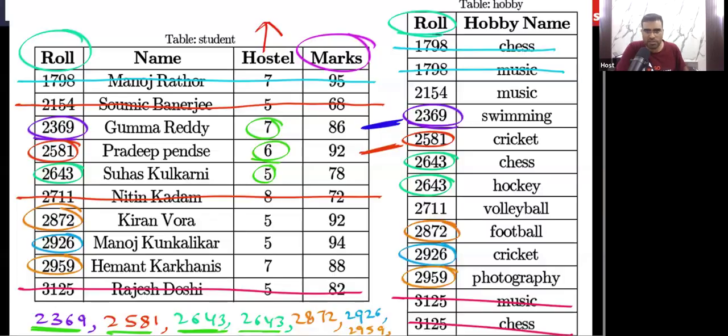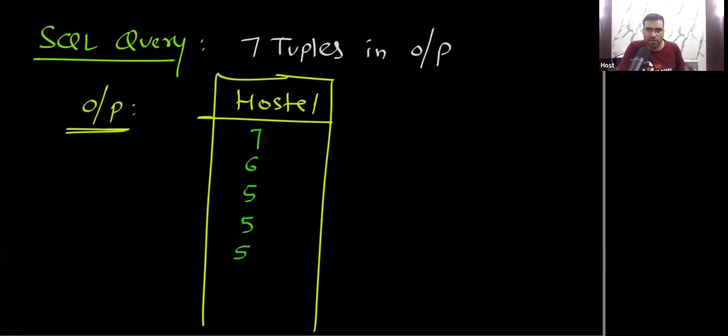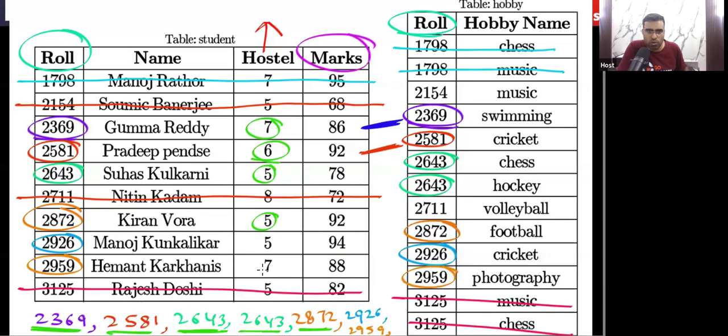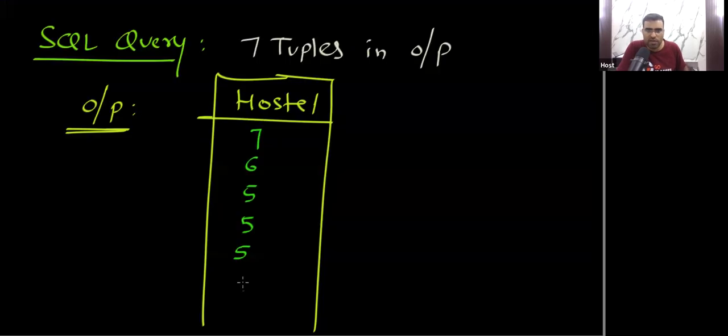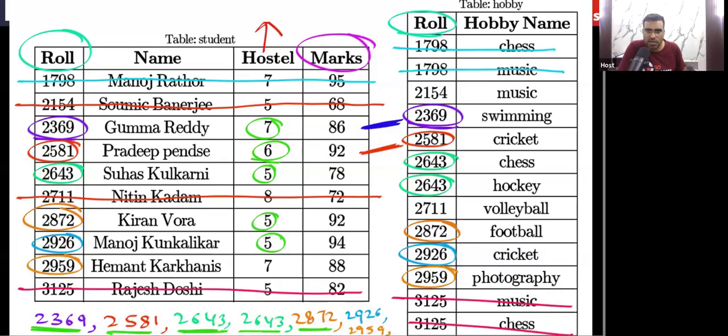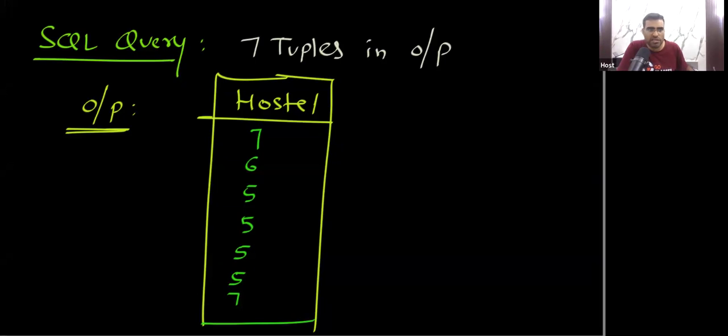Next, you can see because of 2872, another 5 will come. Another 5 will come. Next, you can see 2926, another 5 will come. Next, you can see 2959, this 7 will come. Okay, so you can see 7 tuples.